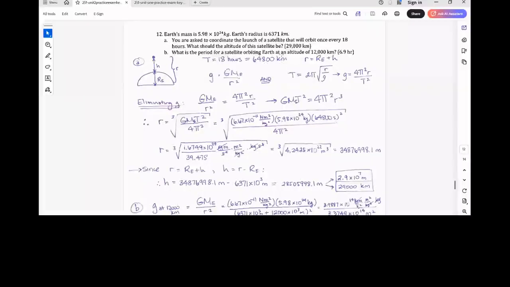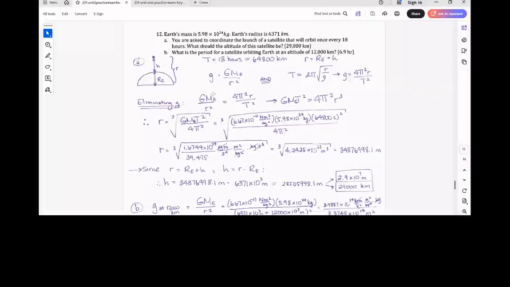Now, we're given a period in hours. We can turn that into seconds. I don't know why I wrote kilometers there, but 64,800 seconds is the period for this. And this is just our definition for what small r is, Earth's radius plus the altitude. I can take this expression for an orbital period and rearrange it so that I'm solving for g. This is in terms of 2 pi, r, which is, I should say small r, which is capital RE plus h, and then the period squared in seconds.